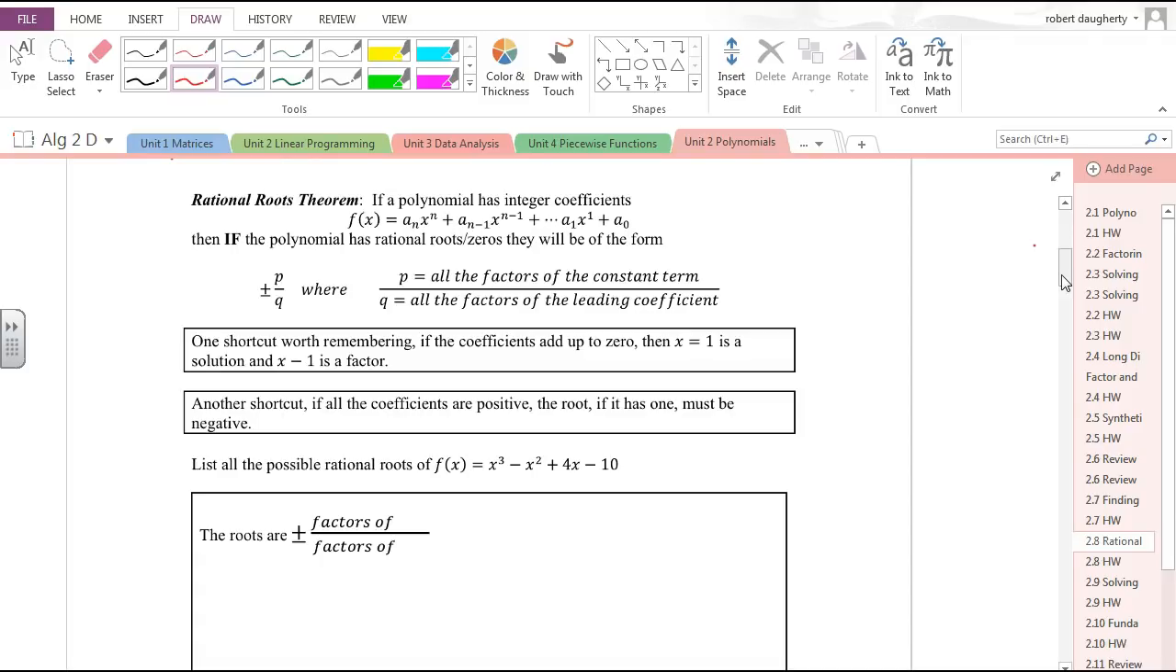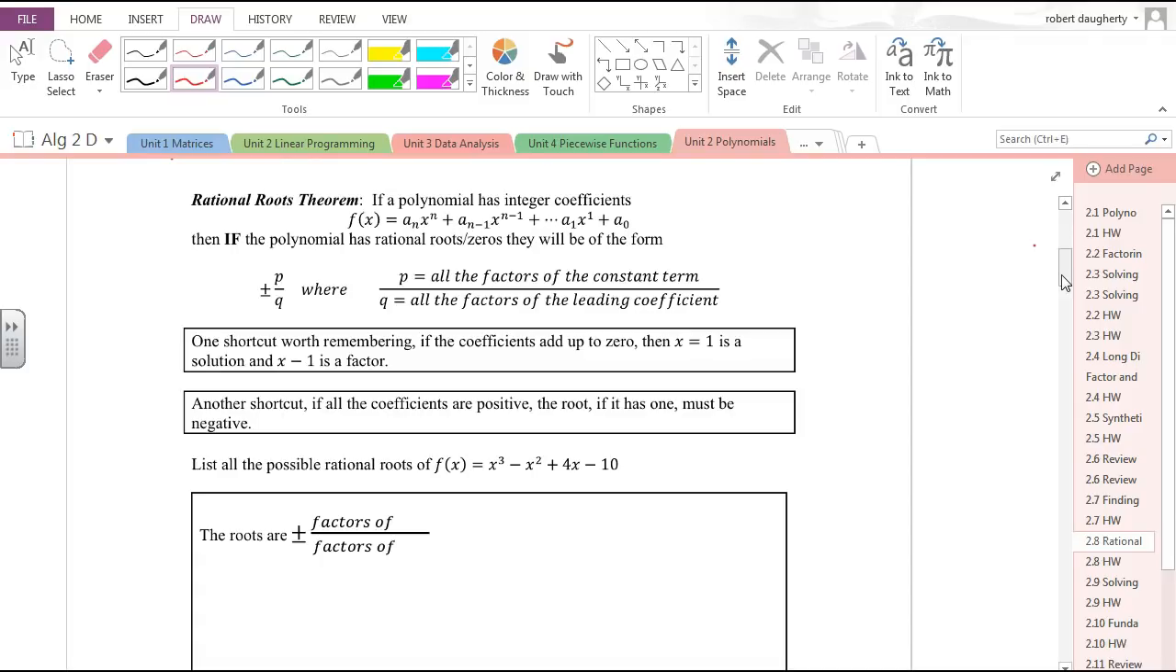Okay, the leading coefficient is what number? Where is it found? What is the leading coefficient? The number in front of the term of highest degree. Okay, so if this has rational roots, it's going to be in the form p over q, where p represents the factors of the constant, q represents factors of the leading coefficient.